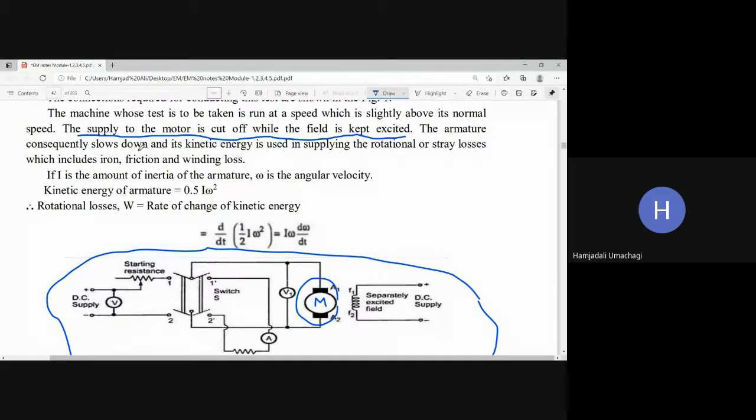Armature consequently slows down, and its kinetic energy is used to supply the rotational or stray losses. So when it is going to slow down, whatever that decrease in the speed, how is it getting wasted? It is getting wasted in order to overcome the stray losses, which is nothing but iron, friction, and windage losses. That is nothing but constant plus mechanical loss.